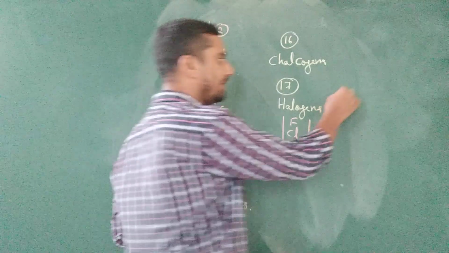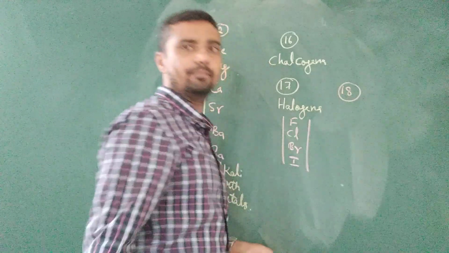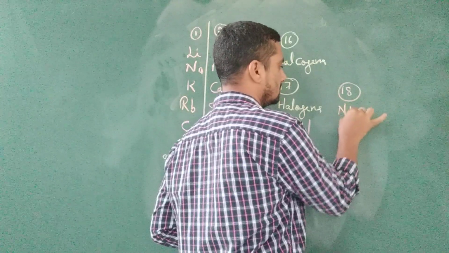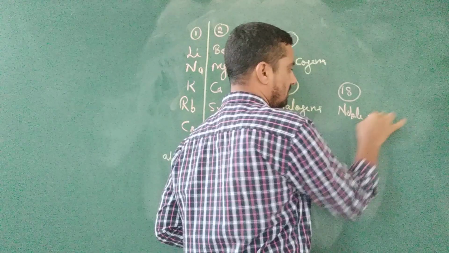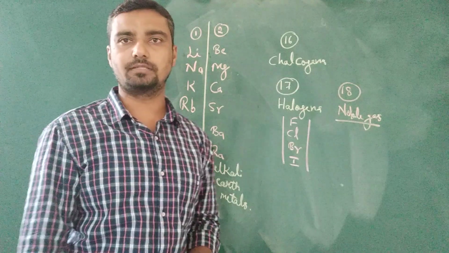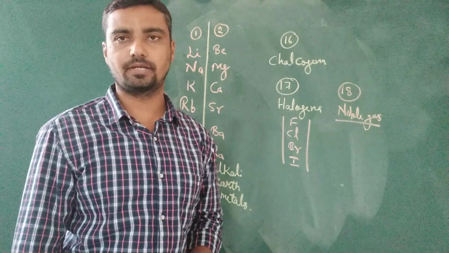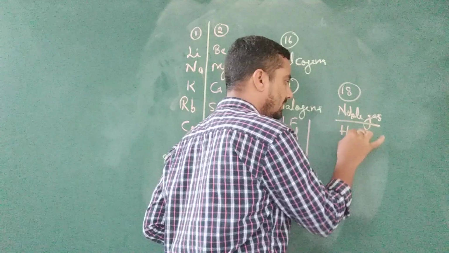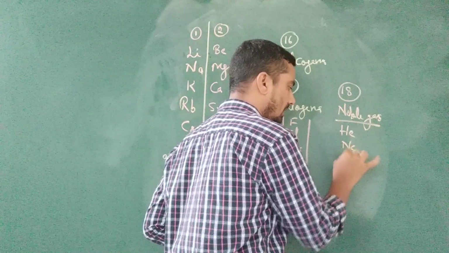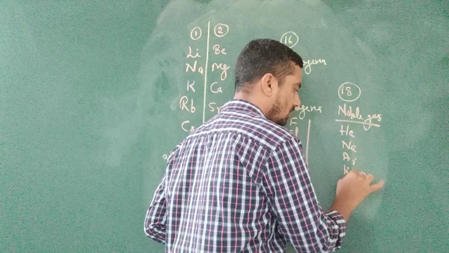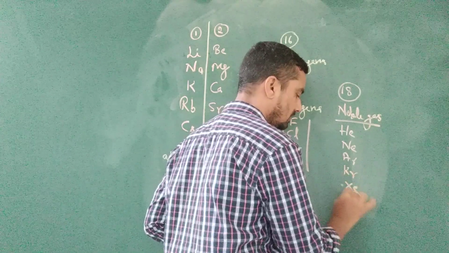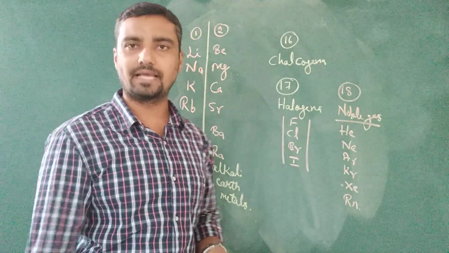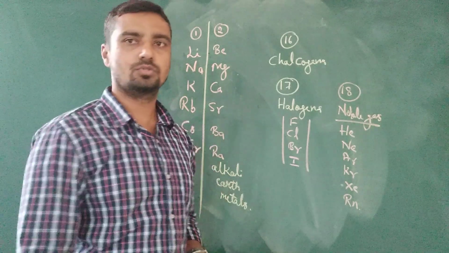Now for group 18. The group 18 elements are noble gases, also called rare gases. They are stable, with completely filled orbitals. They are helium, neon, argon, krypton, xenon, and then radon. These are the noble gases, the rare gases.